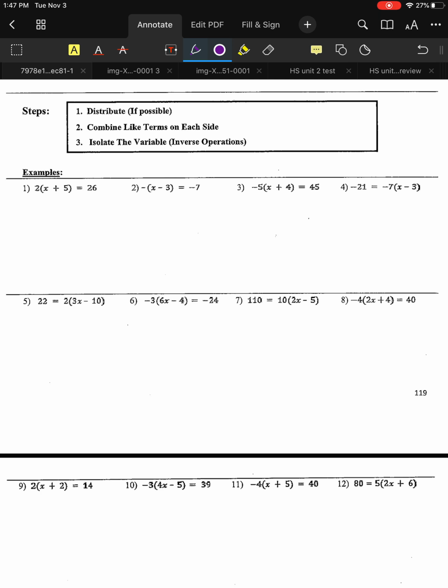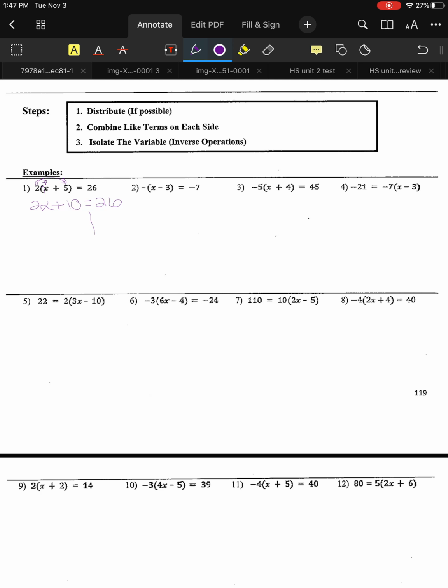Problem number 1 is a review of what we did yesterday. We have parentheses. In order to eliminate the parentheses, you're going to take what's on the outside and multiply it to the inside. This x has an invisible coefficient of 1. 2 times 1x is 2x. 2 times 5 is 10, positive 10, which equals 26.